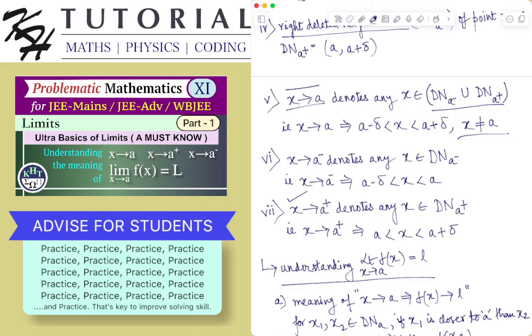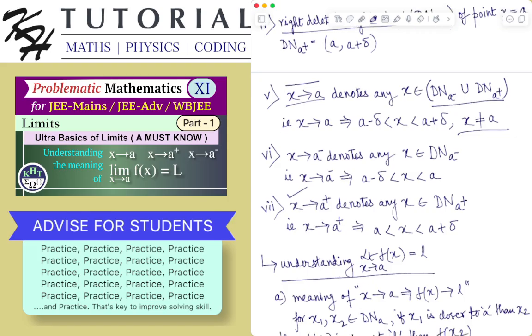I hope I was able to make clear what exactly we mean by x tending to a, x tending to a minus, and x tending to a plus. The main thing is to note that in all these three cases x is not equal to a. X tending to a means x is either just a little more than a or just a little less than a. X tending to a minus means the value of x is just a little less than a, and x tending to a plus means x is just a little more than a.